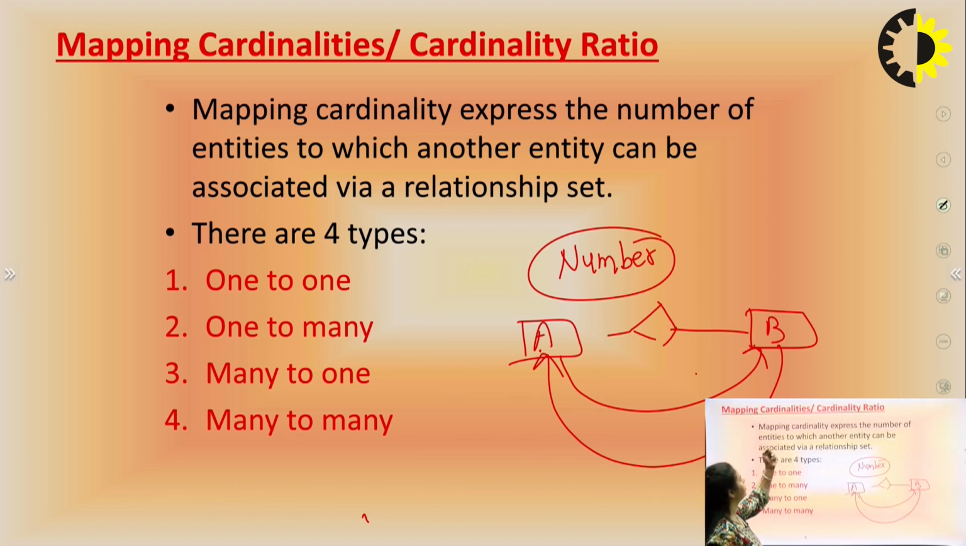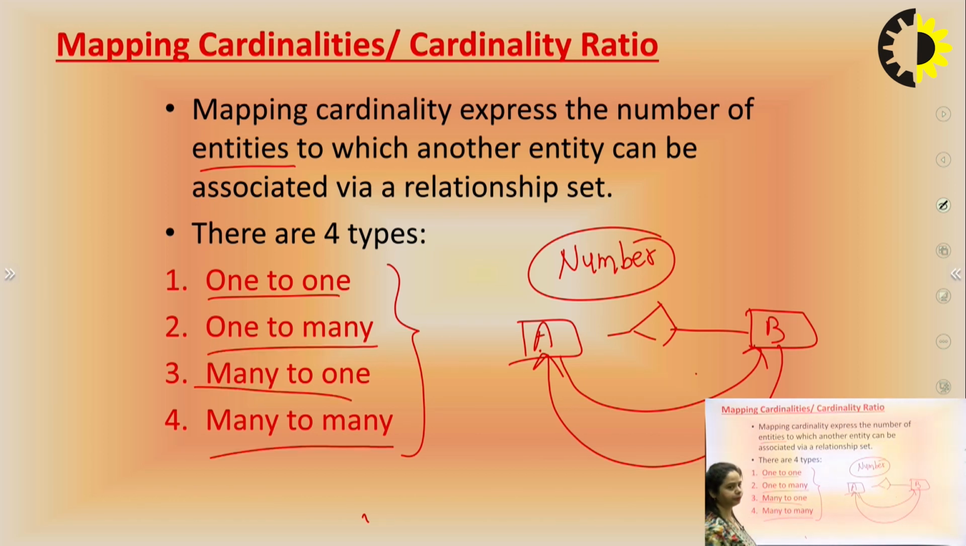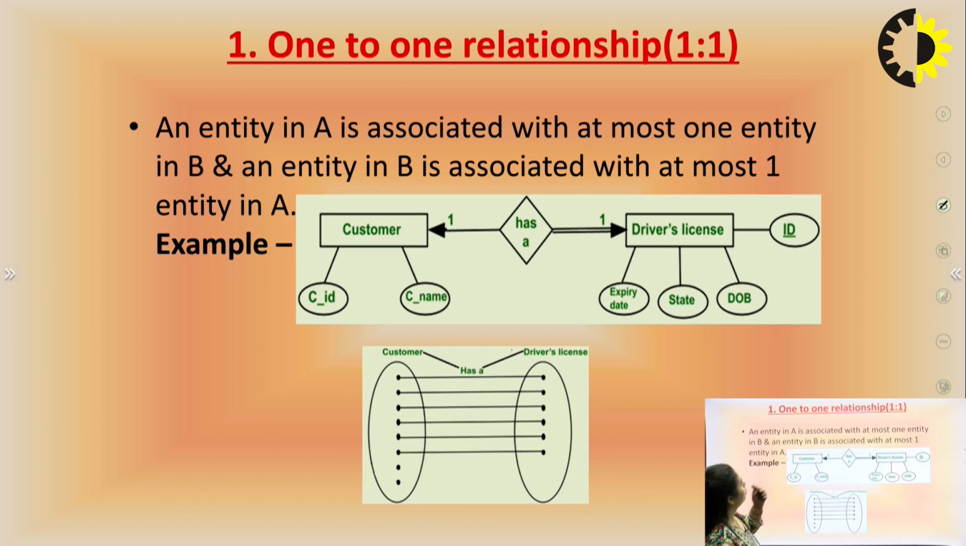So here we have the definition. Mapping cardinalities express the number of entities to which another entity can be associated via a relationship. We have four types of mapping cardinalities: one to one, one to many, many to one and many to many. First of all, we look at the one-to-one relationship. An entity in A is associated with at most one entity in B, and an entity in B is associated with at most one entity in A.